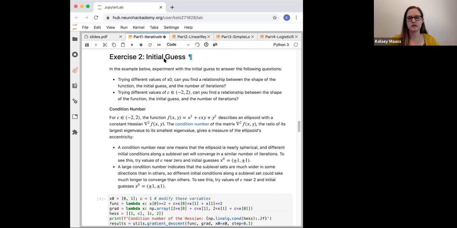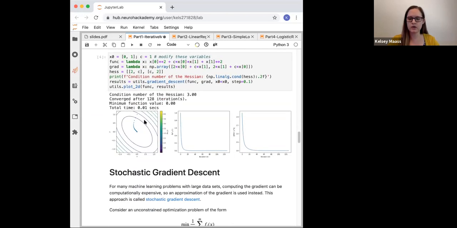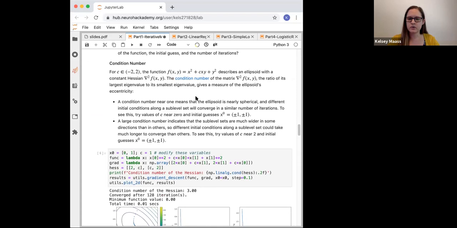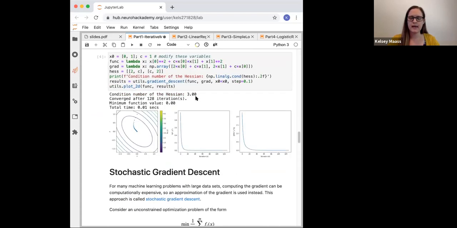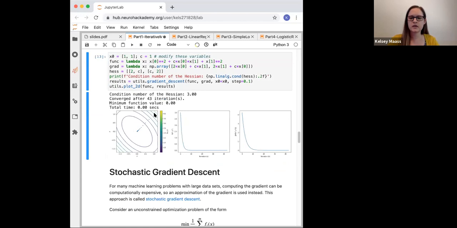So the next exercise looks at the effect of your initial guess on your solution. So here, now we're optimizing a 2D quadratic, where our C variable affects the shape. And depending upon your initial guess, it may affect the number of iterations it takes to converge. So we'll start by looking at this point here. We converge after 43 iterations.